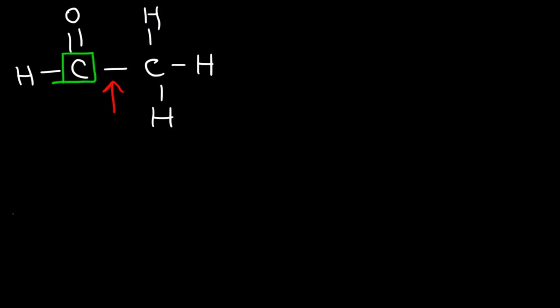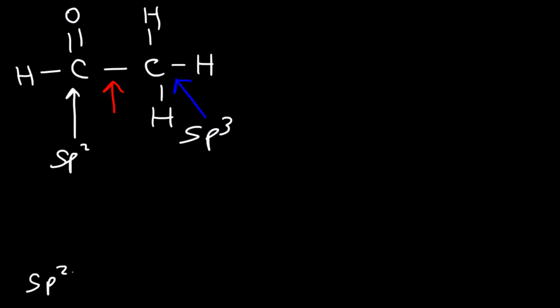Let's start with the carbon on the left. It has 1, 2, 3 groups. So therefore, the hybridization for that carbon is sp2. Now what about the hybridization of this carbon atom? It's attached to 1, 2, 3, 4 groups. So therefore, the hybridization for that carbon atom is sp3. So we could say that the bond is sp2 sp3 hybridized.